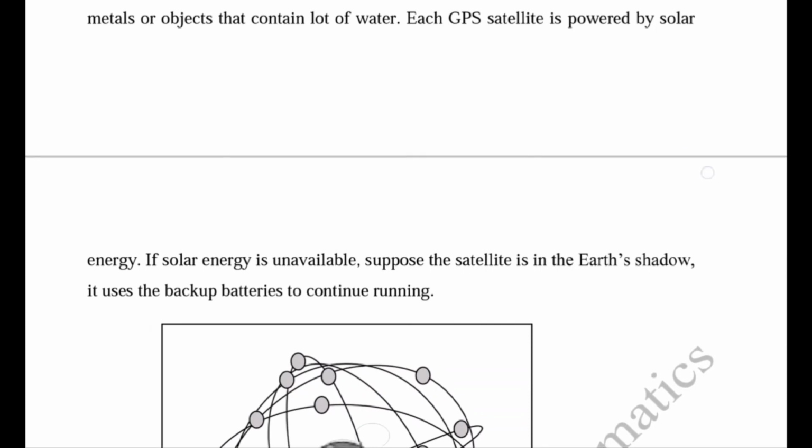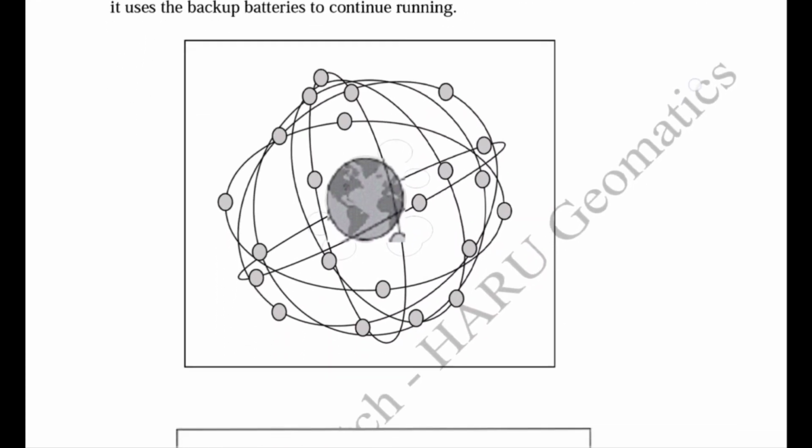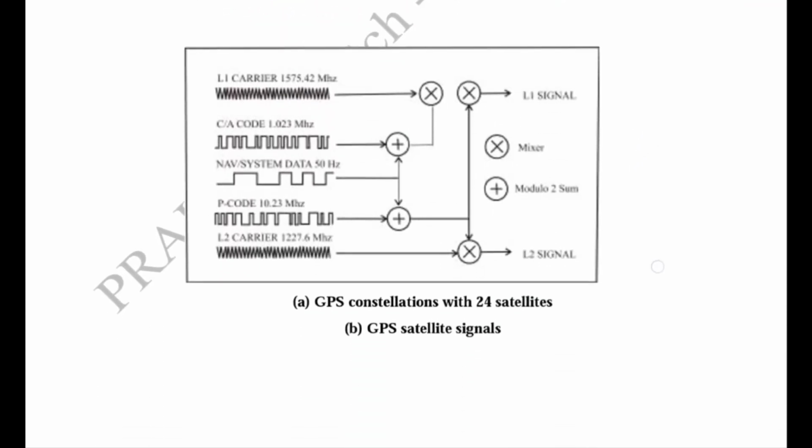So each GPS satellite is powered by solar energy, and if solar energy is unavailable, suppose the satellite is in the Earth's shadow, then its backup batteries are used for continuous running. And this is the information or image of the GPS orbits and their satellites. In this diagram, we can easily see that there are 6 orbits: 1, 2, 3, 4, 5, and 6. So 6 orbits are there, and each orbit has 4 satellites. So there are a total of 24 satellites.